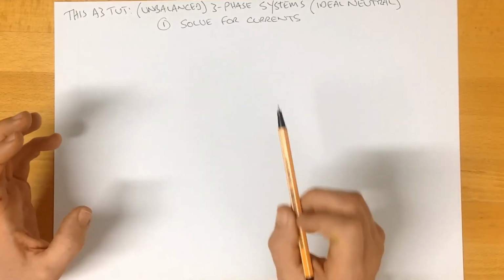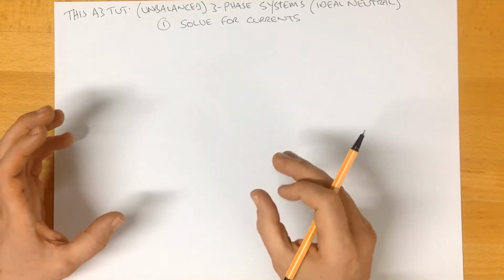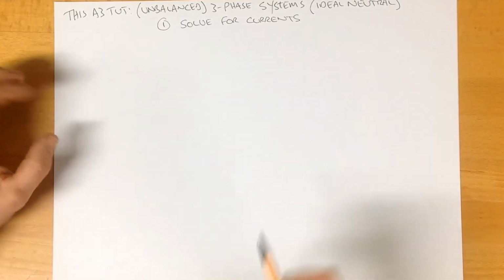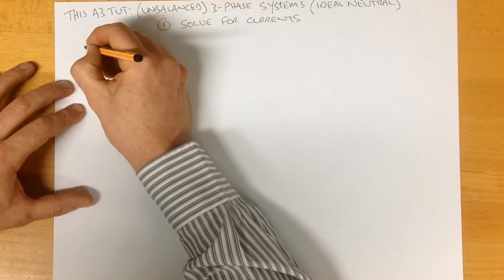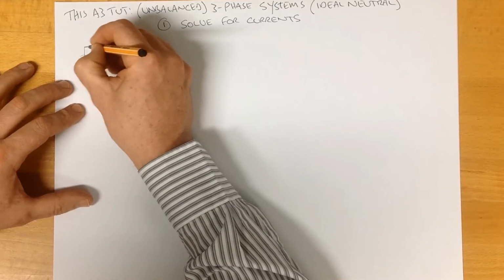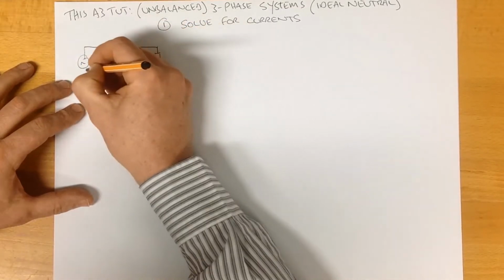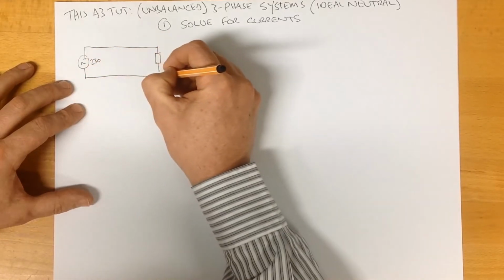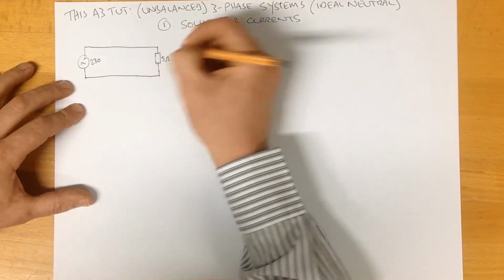Now, with an ideal neutral. This method assumes the neutral wire is an ideal wire. So to start off with, let's look at our simple single-phase system. We have a supply over here, and we'll call it 230 volts, which is feeding a load here. And we'll call our load 5 ohms.